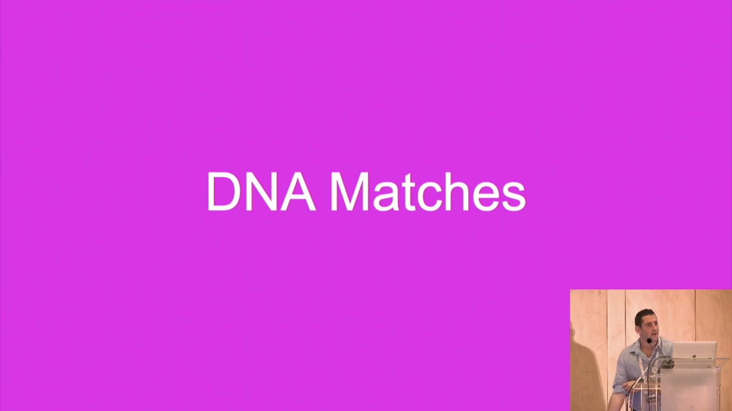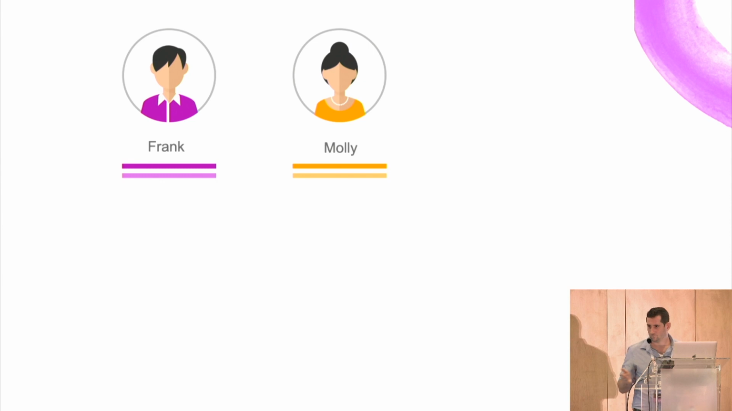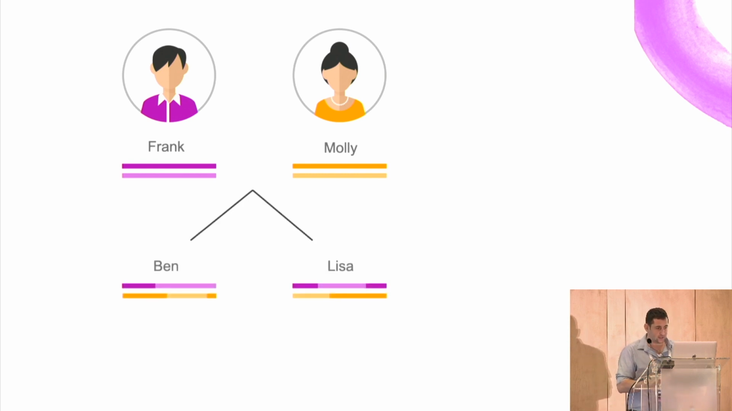DNA matches is done a bit differently, but pretty much the same concepts. I love my Frank and Molly. So they're back. So Frank and Molly had kids, and we spoke about their chromosome 1, for example, and how it looks and how each one of the alleles came from one parent. And guess what? Ben has a sister, Lisa. So this is an example of a family of 4, and you can see that Ben and Lisa, although they are brothers, as we explained, their DNA doesn't look exactly the same.